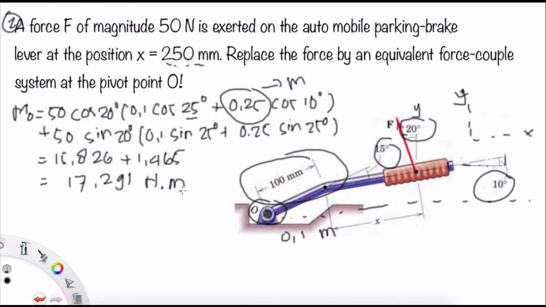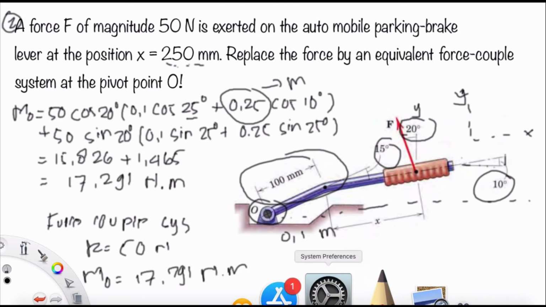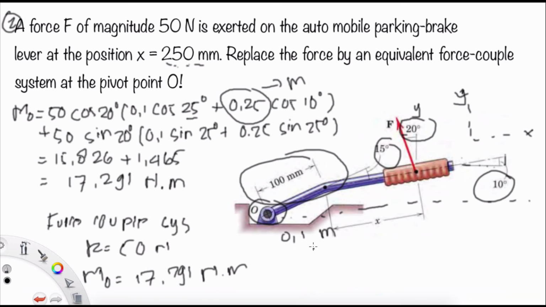The equation is to replace the force by an equivalent force couple system at the pivot point O. So by using the force couple system, we have R as 50 Newton, and M will be 17,291 Newton meters. Please remember from the previous video, in the previous explanation about the force couple system, that we can replace any force by using the condition of the moment.